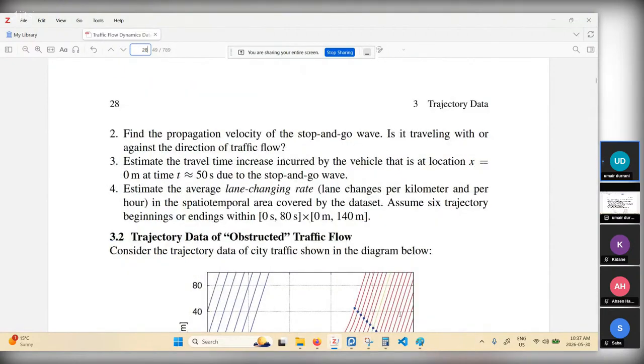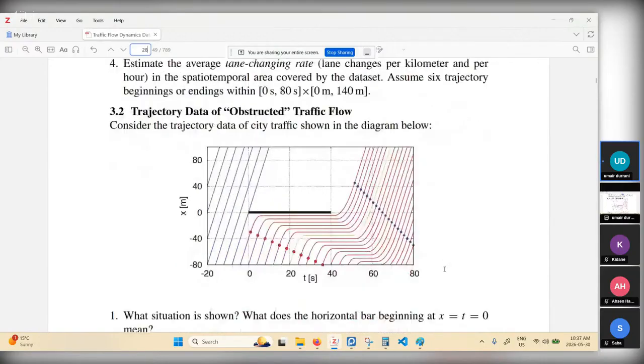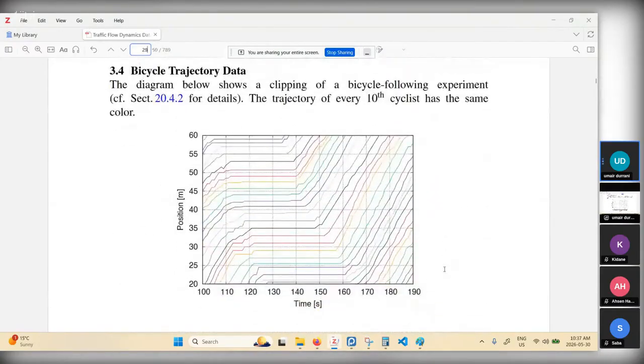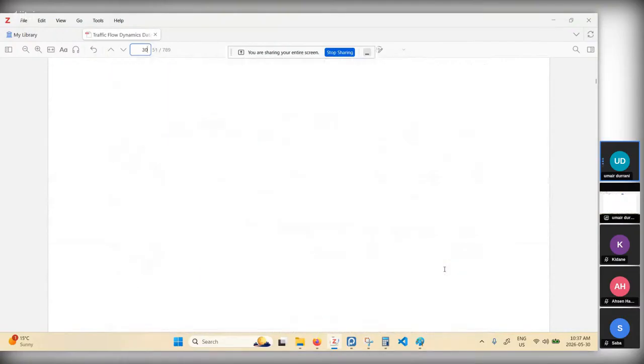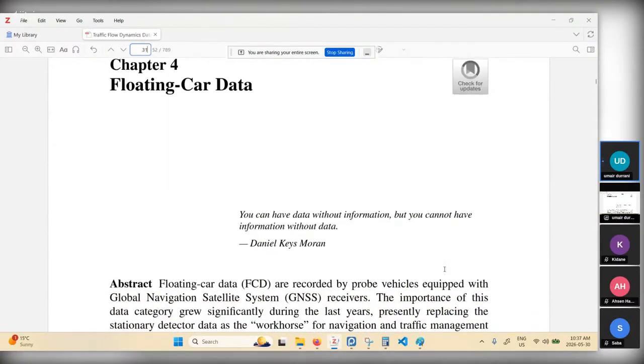So the next section here we're not covering, as we discussed before, because the questions here are about bicycle trajectory data, which deals with two-dimensional variables like density and so on that we have not covered yet. Okay, so the next chapter is about floating car data.